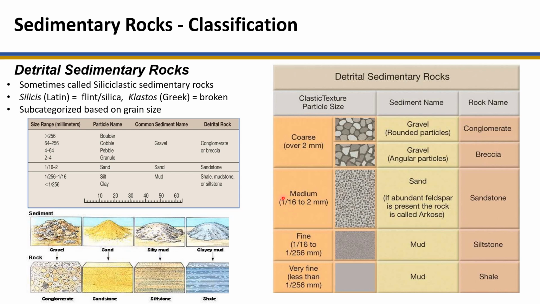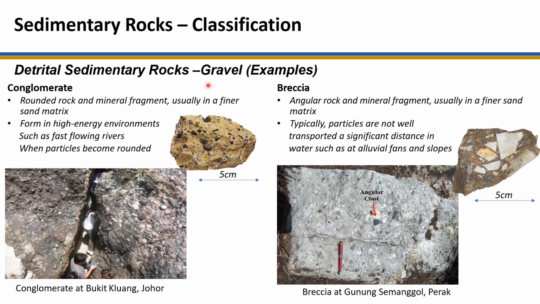And then we also have fine grain detrital sedimentary rocks. These rocks are made up of clasts smaller than 0.0625 millimeter in diameter. Examples of fine grain detrital sedimentary rocks include shale, mudstone, and also siltstone. Now take a look at the gravel-sized detrital sedimentary rocks, which are conglomerate and breccia. These two types have similar composition but different shapes of rock fragments.